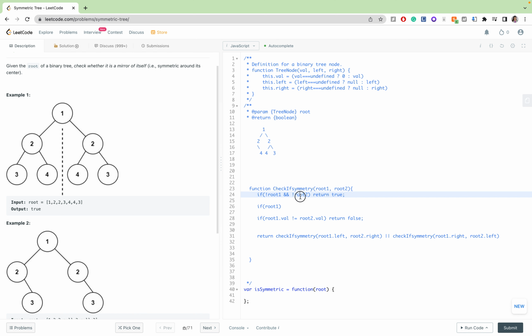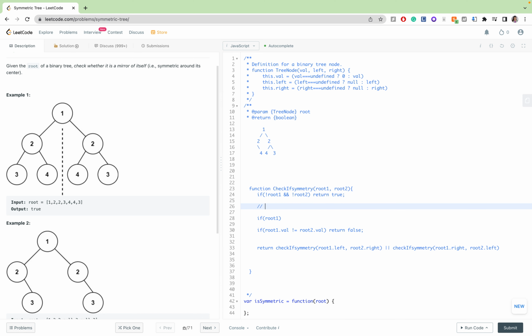But if both are not null, so it means that root 1 and root 2 are null. By root 2 I mean root left, and this is root right.